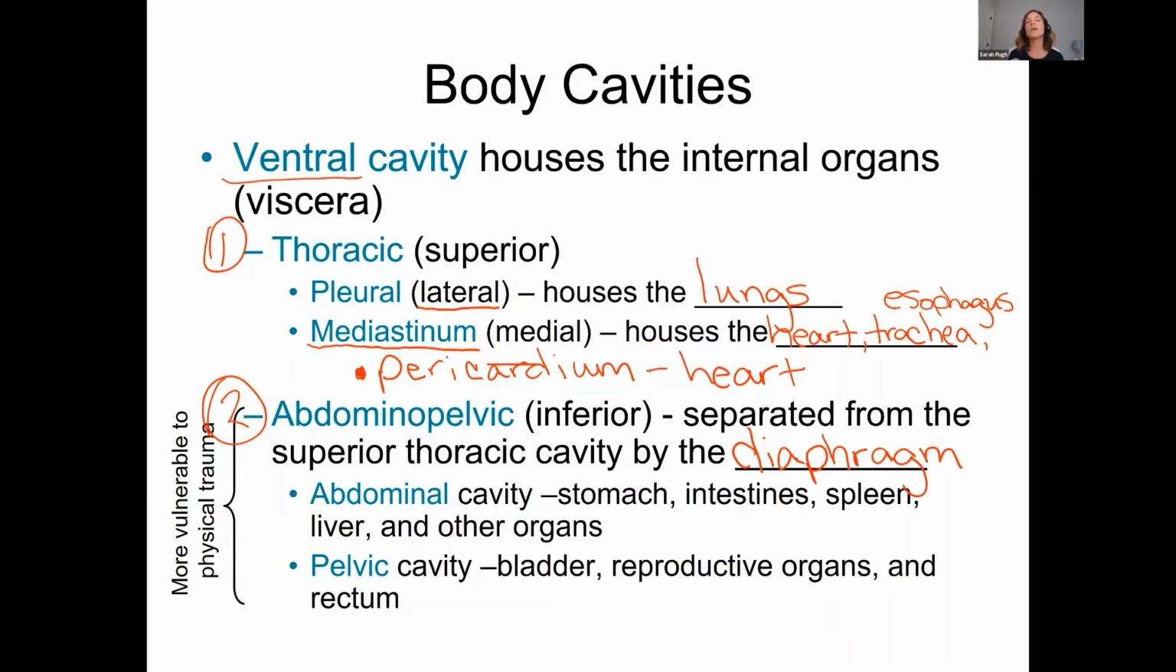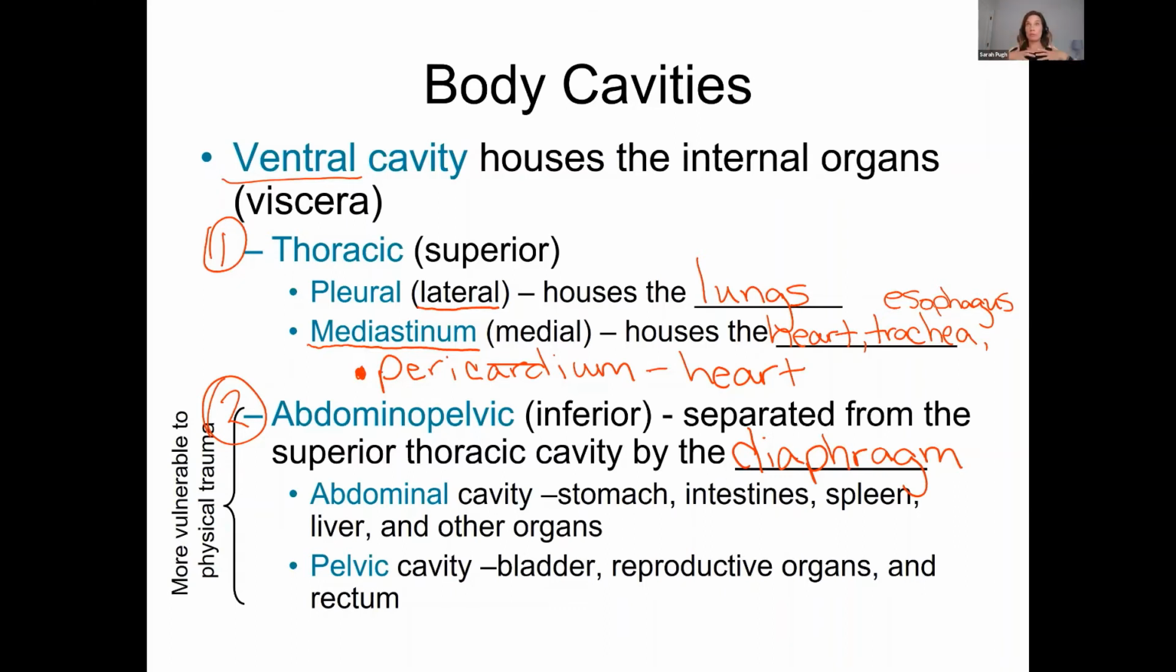Okay, same thing with the lungs. If I said, in what cavity can you find the lungs? You could say pleural cavity, you could say thoracic cavity, you could say ventral cavity. But if I said be specific, you would say pleural cavity. So when I say be specific, I just mean get to the smallest one you possibly can, okay?